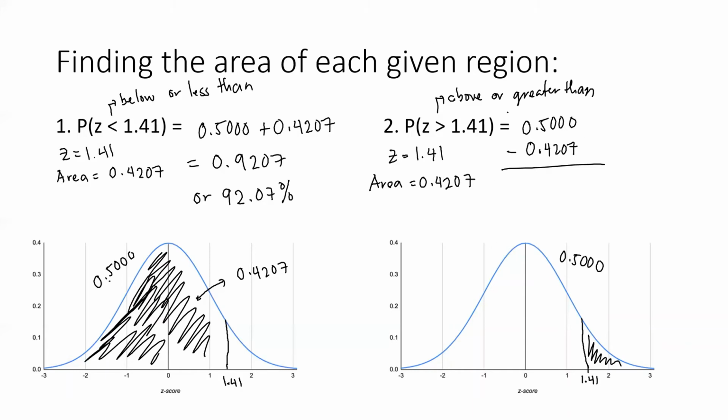Okay, so that's why I decided to subtract 0.5000 with 0.4207. So subtracting, it will be 0.0793. When it comes to converting to percentage, we can say that this is 7.93%. Okay, if we shade the entire curve, then of course the area will be 1. Okay, so more examples, please.